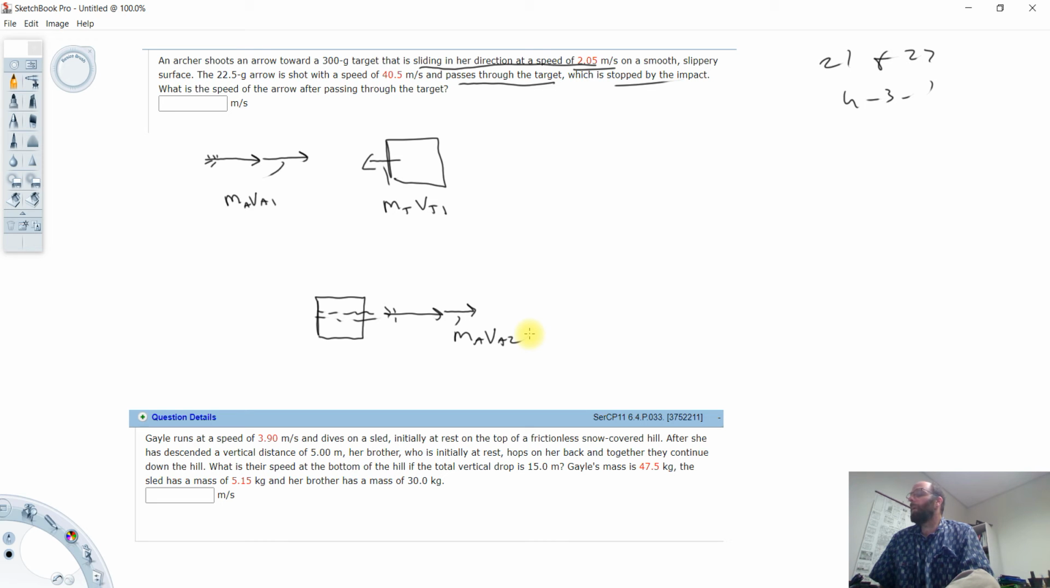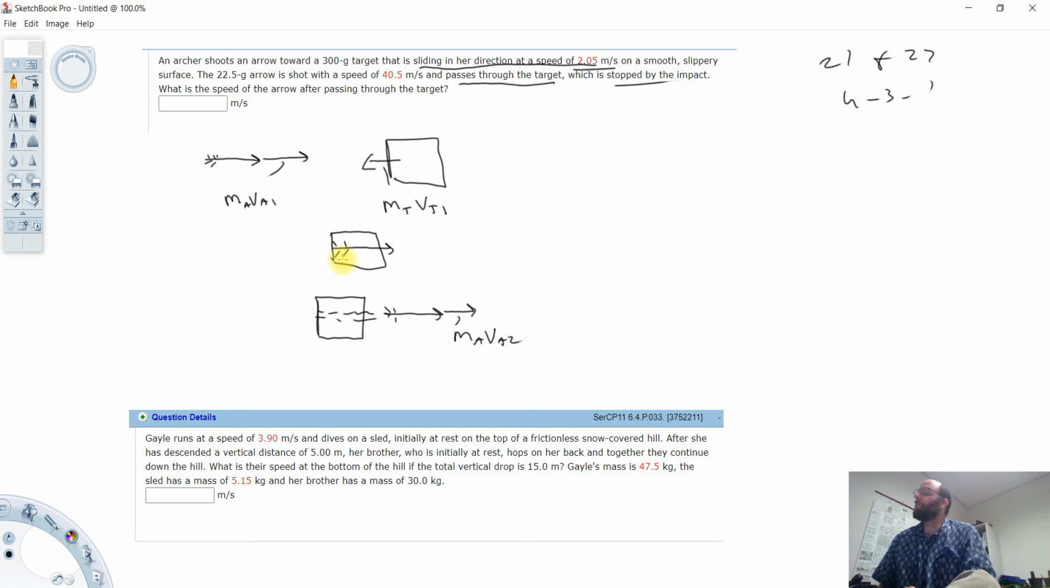So you draw your momentum picture, right? Snapshot in time before the impact, showing the momentum vectors. Snapshot in time after the impact, showing all momentum vectors. And the impulse picture, if I draw that, you've got to think about the time frame when the arrow's in contact with it.